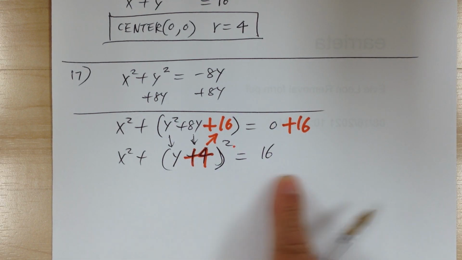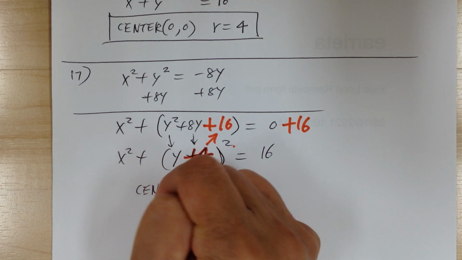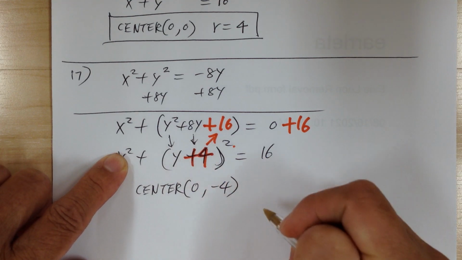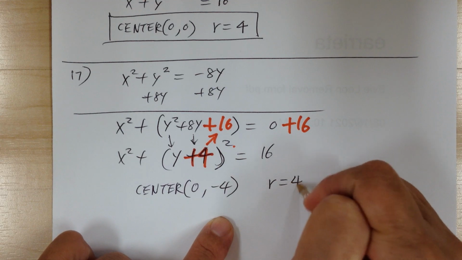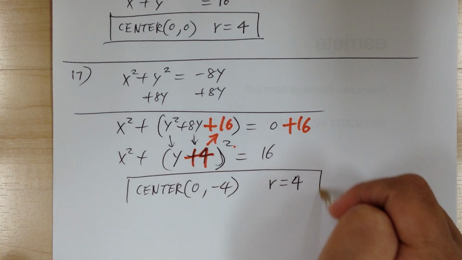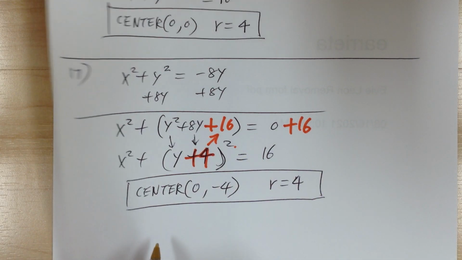Once you complete your square, then you can get your center. Your center is going to be at (0, negative 4). Again, you set this equal to 0 and you solve. And the radius will equal 4, so remember to take the square root. Okay, let's go to the next one.